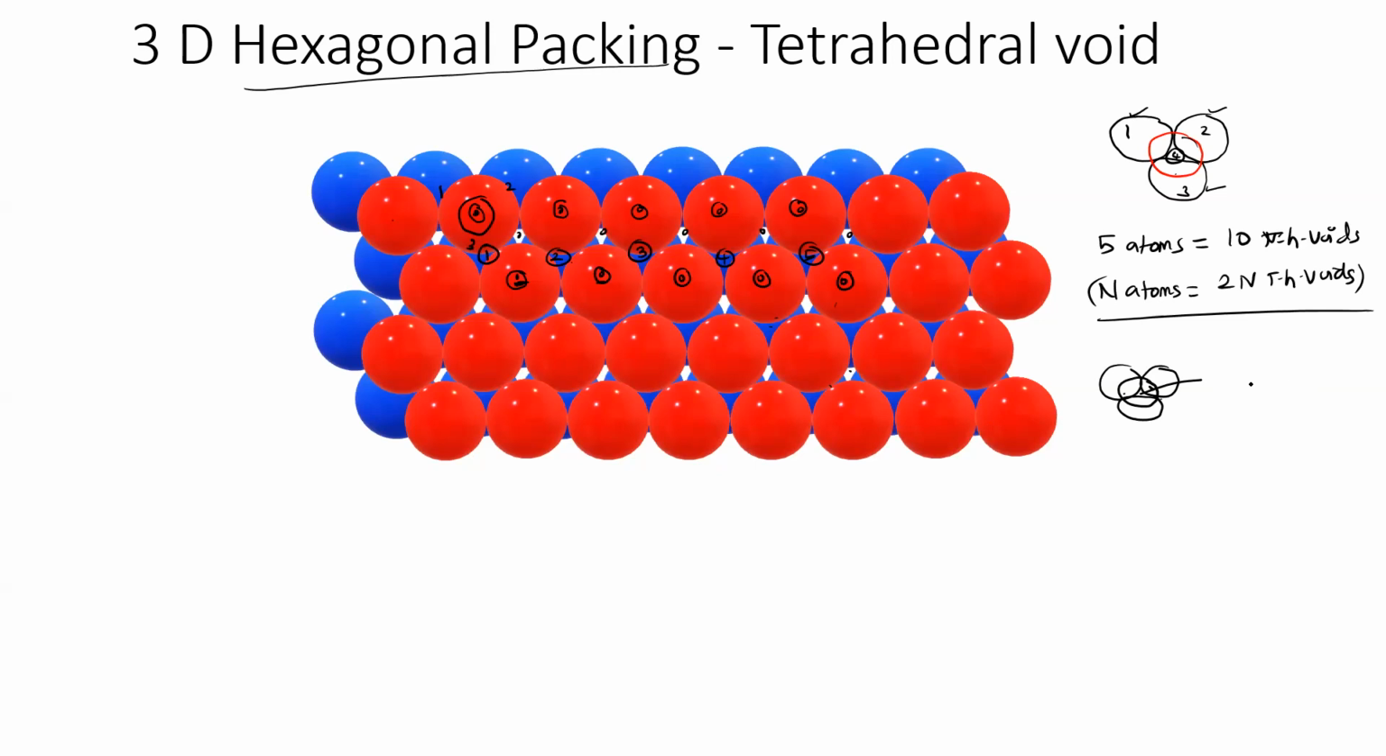Is that clear? For a single atom, we can't find out any voids. So there will be an empty space between these three. That empty space is called void. So if you want to arrest this space, I can place one more atom. Okay. So still we have some empty space in between them. This is what is called tetrahedral voids. Is that clear or not?